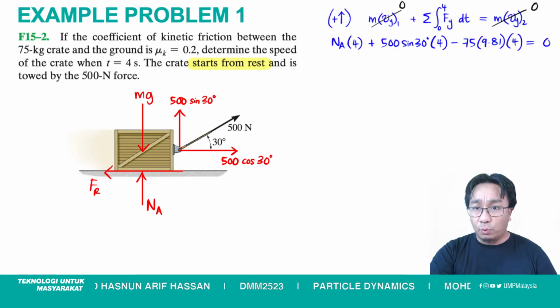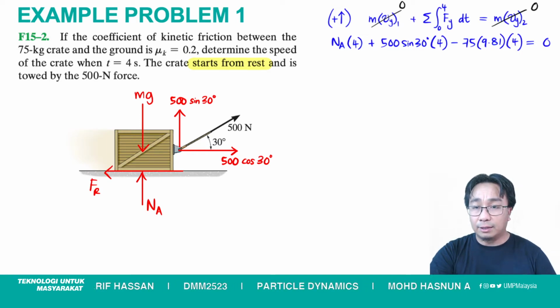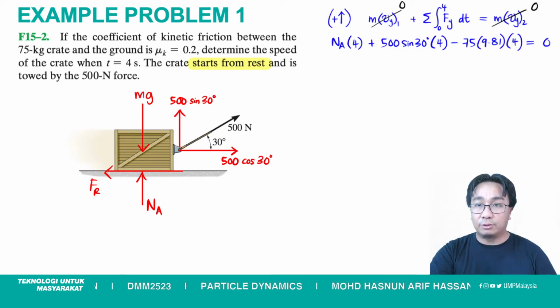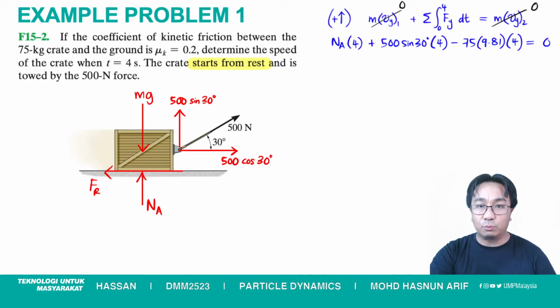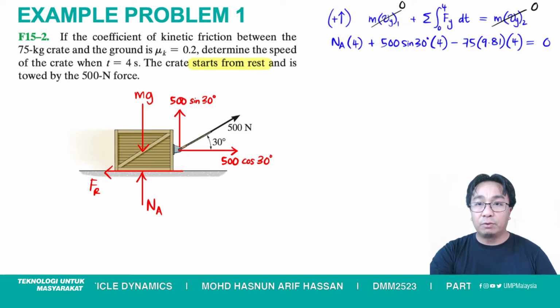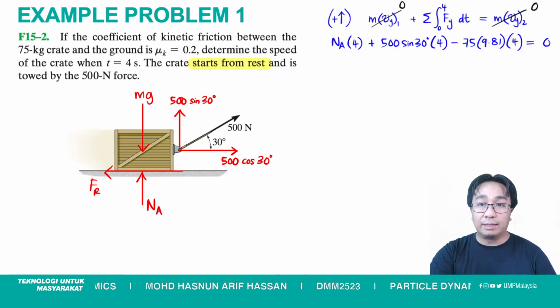So what's left is the impulse. Impulse in this case is basically the force multiplied with the time. The time given here is 4. So you look at the forces in the y-axis. We have NA pointing up, which is positive. So NA, the force, multiplied with time, 4 seconds, gives you the impulse.